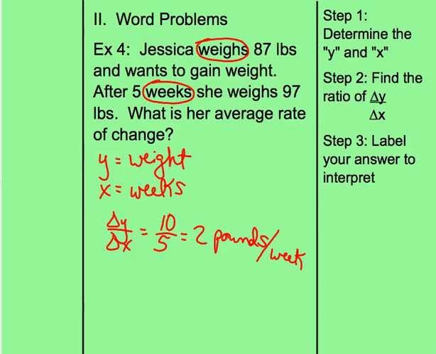She gained, on average, 2 pounds per week. That doesn't mean she gained exactly 2 pounds a week. She might have gained 3 pounds one week and 1 pound the next week, but on average, over the course of the 5 weeks, she gained 2 pounds per week.